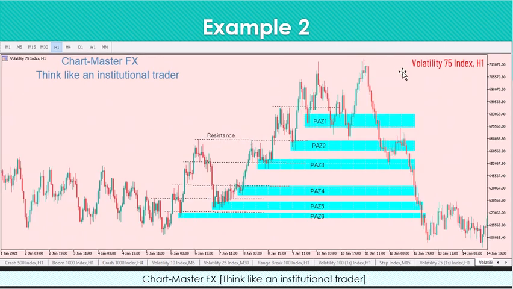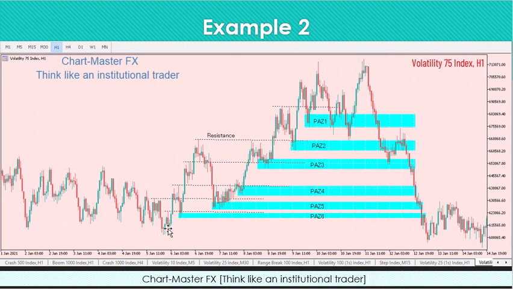On example number 2, we are on Volatility 75 Index on the H1 time frame. So here, guys, you can see that we have our price action zones here, our resistance here. The first thing that you have to do is to draw your resistance lines. Once you draw your resistance lines, then you can draw your price action zones. As you can see here, we had a left shoulder here, and we draw our resistance line.